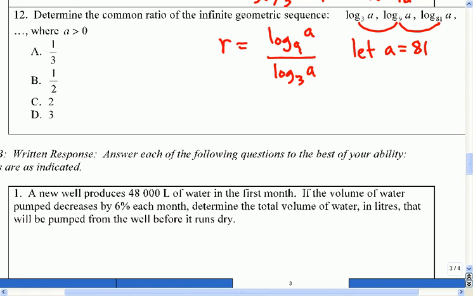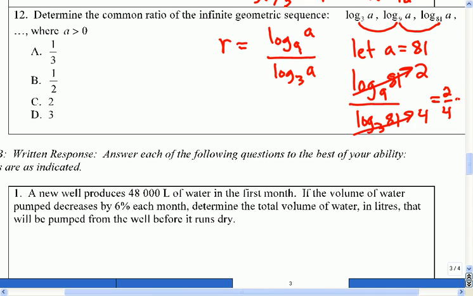I just saw 3 and 81. You just saw 3 and 81. Can anybody tell me why 81 is a good choice? Yeah, the answers of the two logs are whole numbers. They're easy to calculate. We don't need the calculator. This is squared, so it's 2. This is fourth, so it's 4. So 2 over 4, which is 1/2.